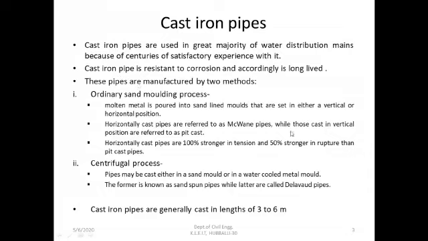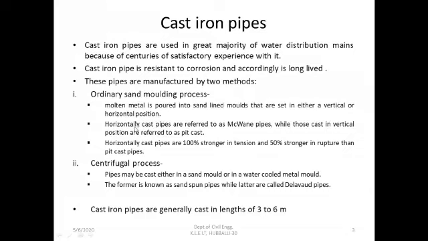And how are they manufactured? They are manufactured by two processes. One is the ordinary sand molding process, and the other one is the centrifugal process. In the ordinary sand molding process, the molten metal is poured into sand lined molds that are set in either a vertical or horizontal position.